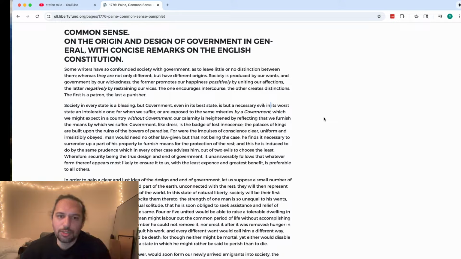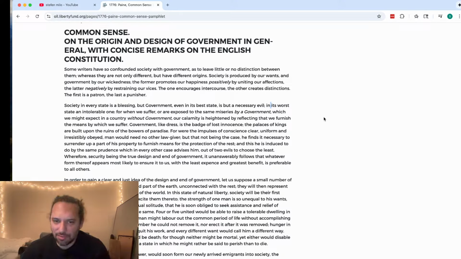"The former promotes our happiness positively by uniting our affections," meaning society unites us. "The latter negatively by restraining our vices. The one encourages intercourse, the other creates distinctions. The first is a patron, the last a punisher. Society in every state is a blessing, but government, even in its best state, is but a necessary evil. In its worst state, an intolerable one."